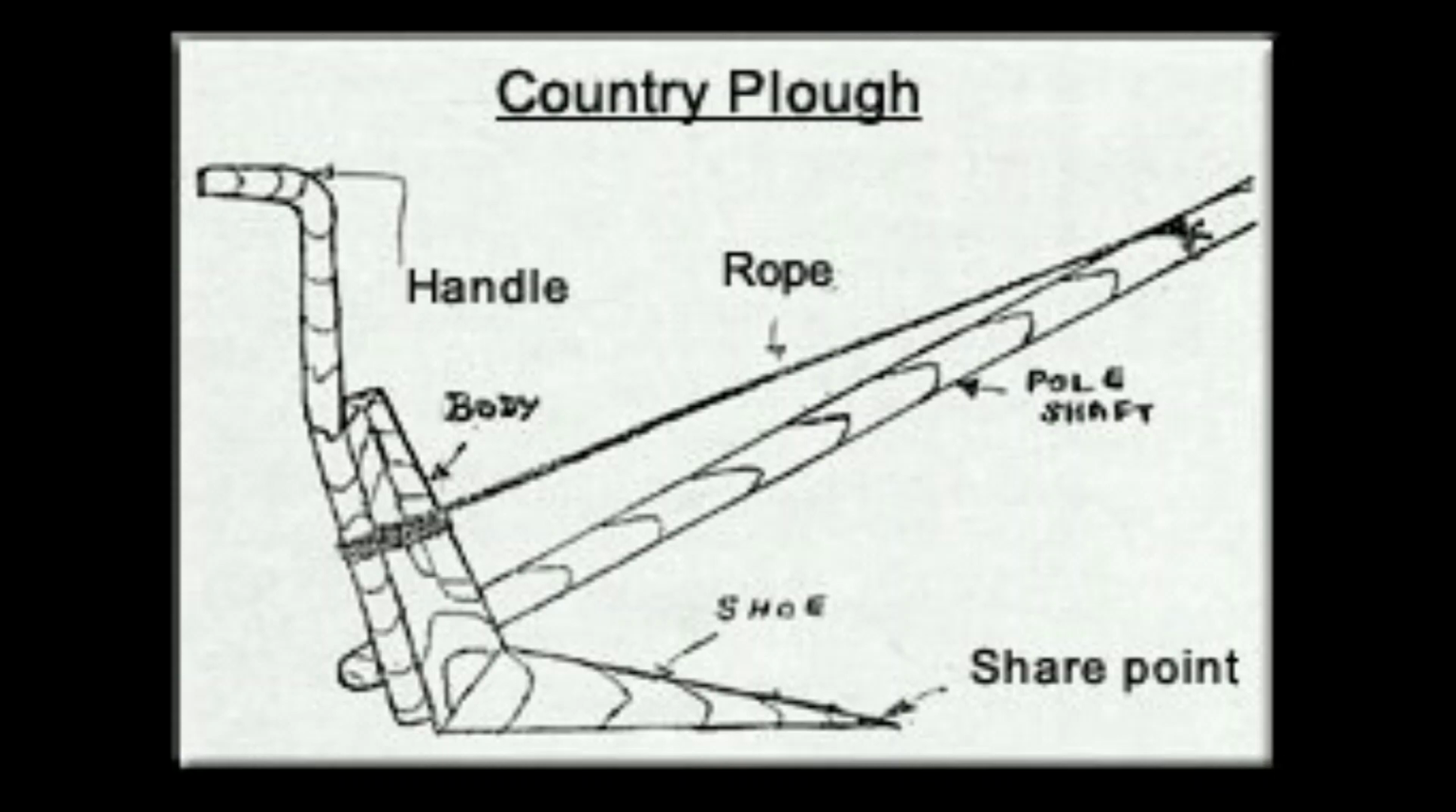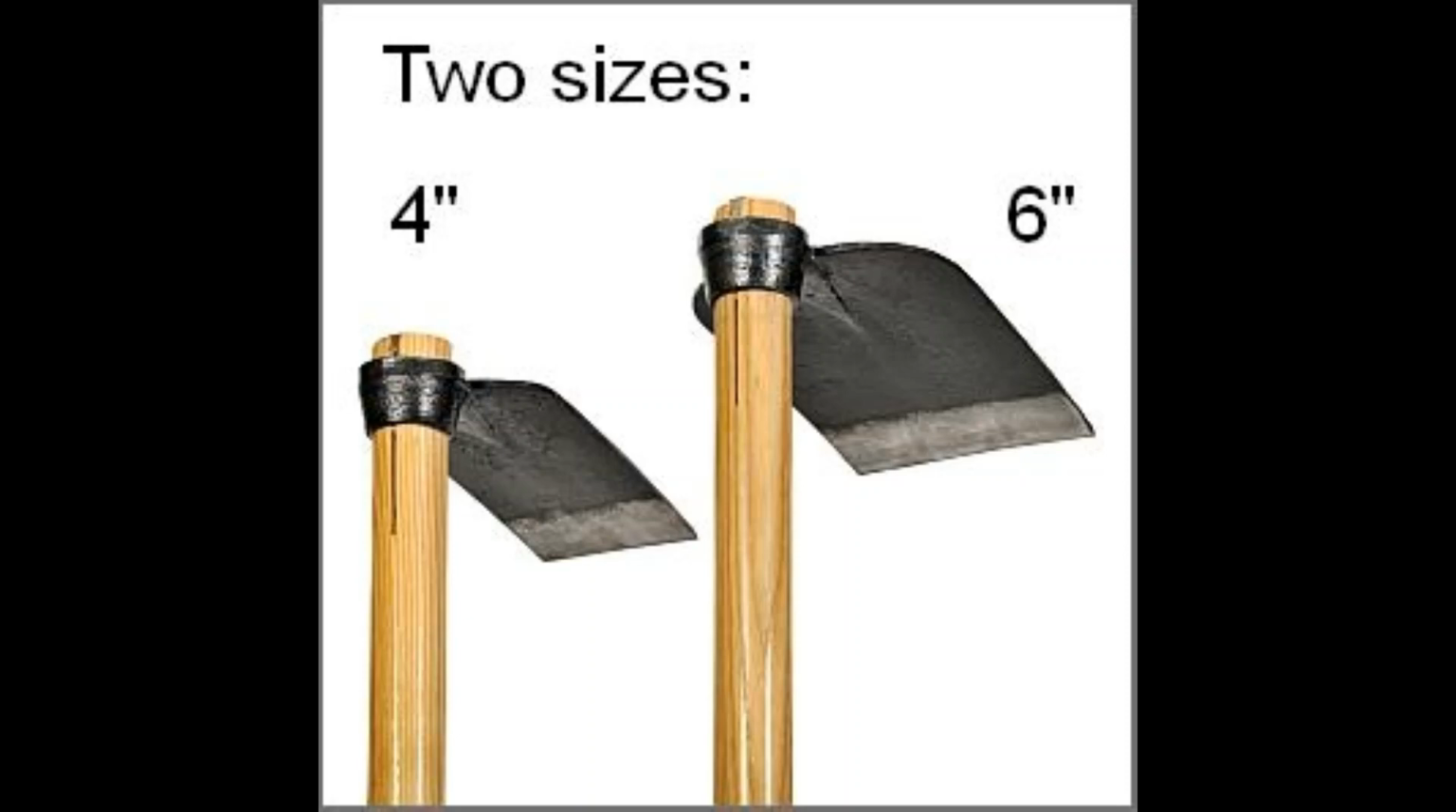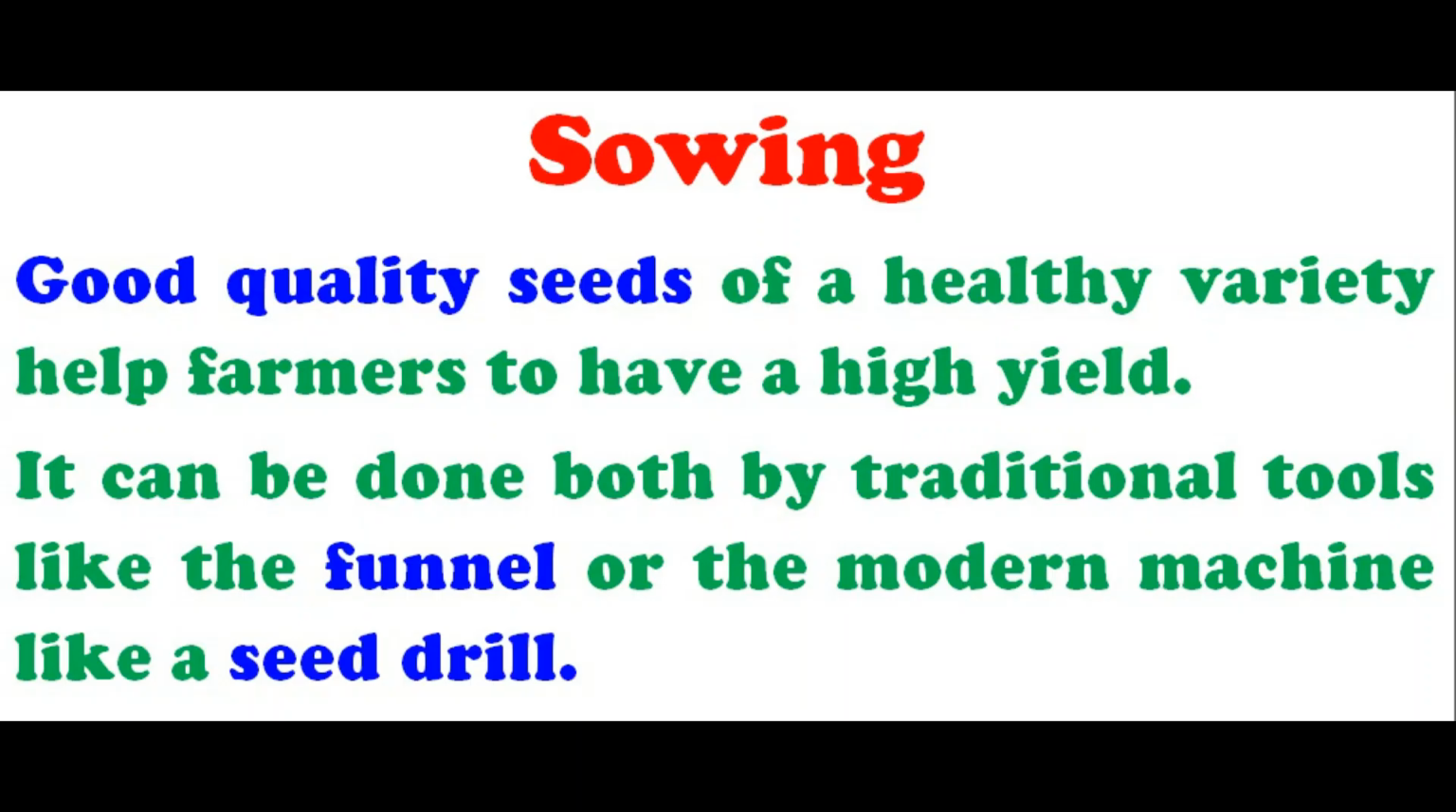And in the same way, hoe can be mechanized, hoe can be also of traditional variety. Now, let us come to the second part of agricultural practices, which is sowing seeds. Good quality seeds and healthy seeds, high yield variety. These seeds can help farmers to have a very high yield, big production of crop.